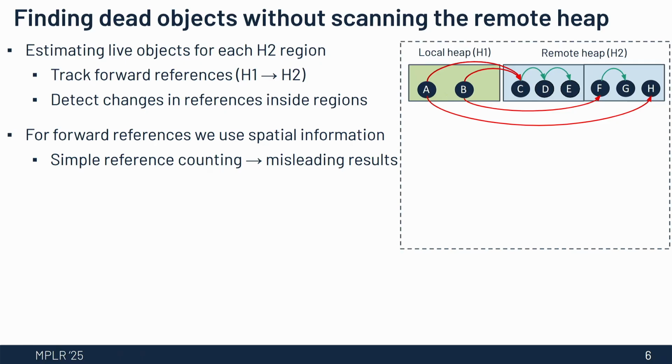For the forward references, we use a spatial information approach. We see that using simple reference counting per region results in misleading results. For example, as you see in the figure, in the first region we have 2 pointers that result in one object, C, and in the second region we again have 2 pointers that result in 2 different objects. But we have 1 object here and 2 objects here. How can we distinguish these cases?